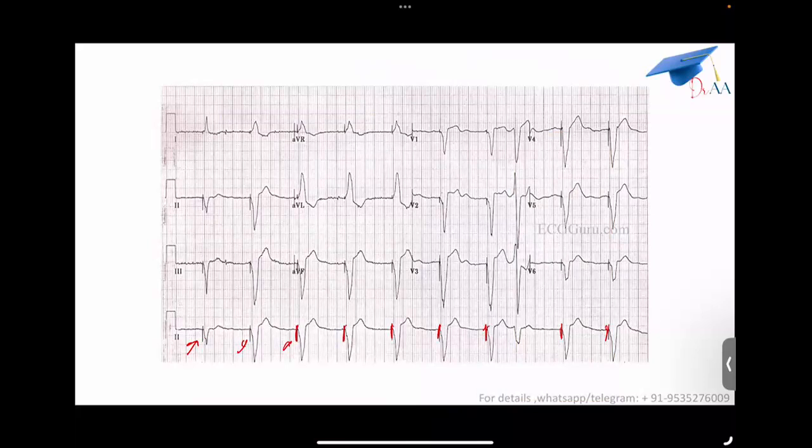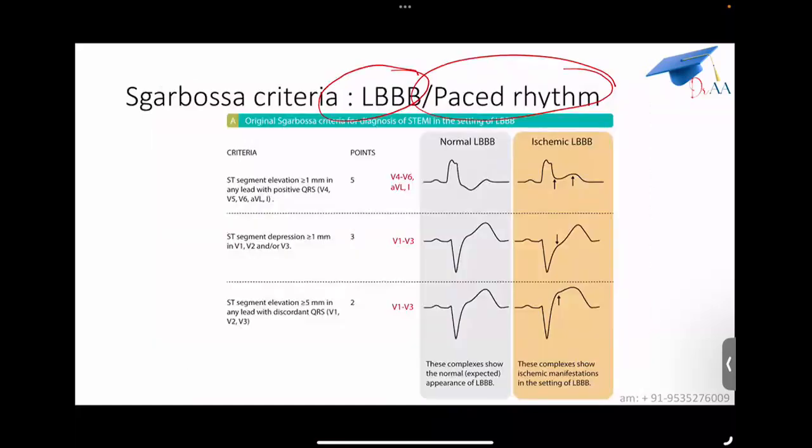In paced rhythm, we can see there is some ST segment elevation. Can we consider this as ST segment elevation and label it as an anterior wall infarction? No. There is a rule you need to follow, known as Sgarbossa's criteria. Do I need to remember this criteria? No, not required. But you need to remember the name.